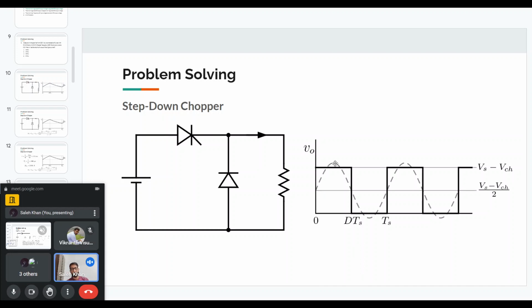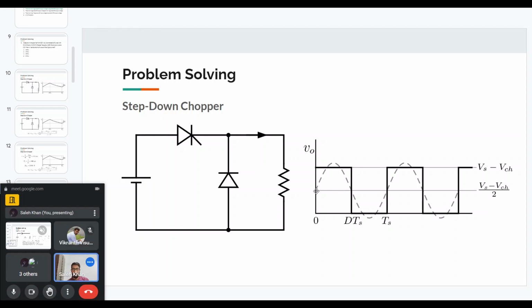So the fundamental component will look like something like this, and it will have an average of (Vs minus Vch) divided by 2, right? Because the duty is 50%. So that is why the average will be half of the peak. So this will be the average.